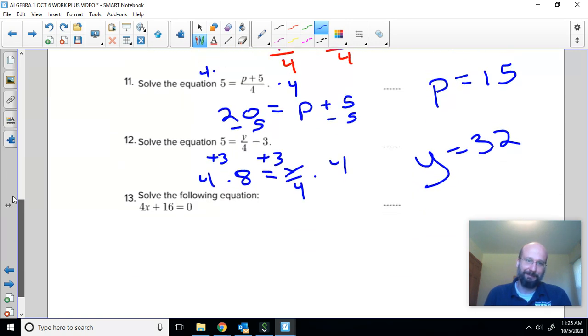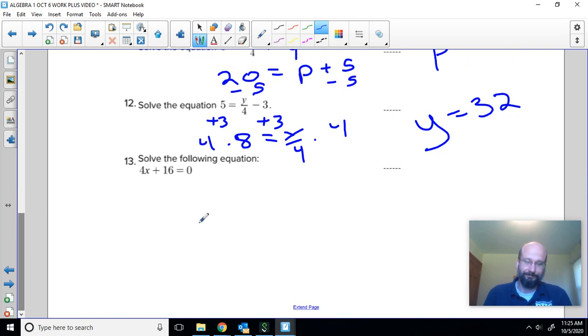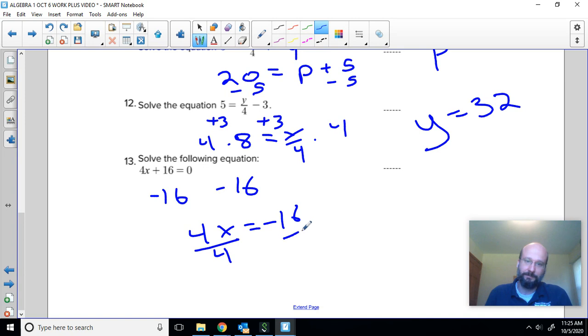This happens with MathSpace where I get the same problem. But I'll do it again. I would subtract 16, so that gives me 4x equals negative 16. Divide by 4. x equals negative 4.